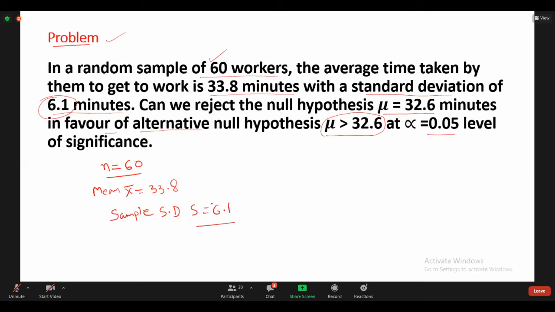And population mean they have given. Population mean mu is equal to 32.6 they have given. Right? And also they have given some condition.